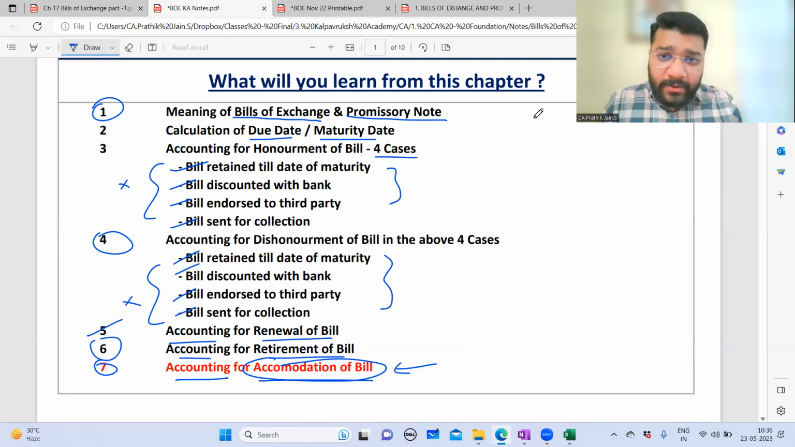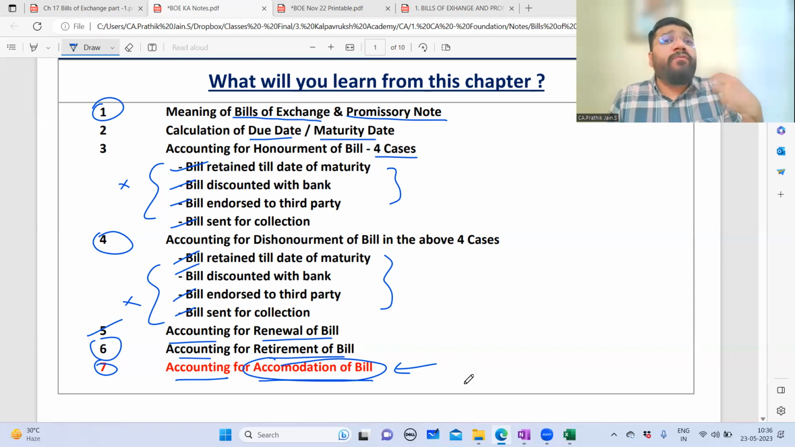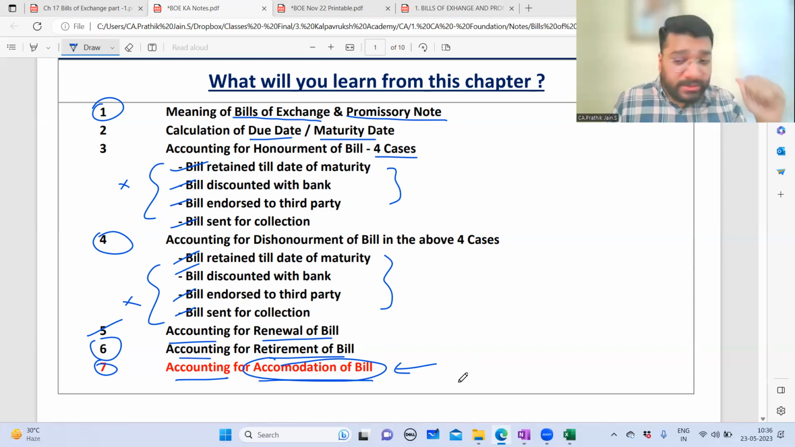Yes, sir. Fantastic. So now let's understand, guys, what is the meaning of bills of exchange and a promissory note. Before that, we need to understand this concept of bill of exchange or promissory note is coming into picture because of what type or nature of transaction in the business.